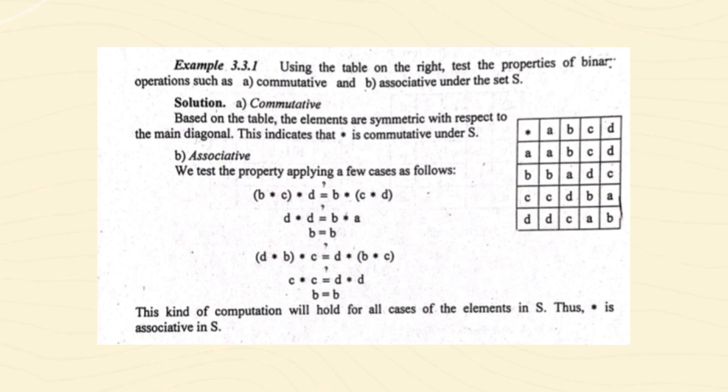The quantity B star C star D is equal to B star the quantity of C star D. D star D is equal to B star A. B is equal to B. The quantity of D star B star C is equal to D star the quantity of B star C. C star C is equal to D star D. So B is equal to B. This kind of computation will hold for all cases of the elements in S. Thus, star is associative in S.